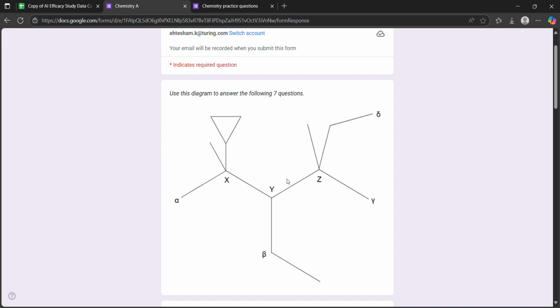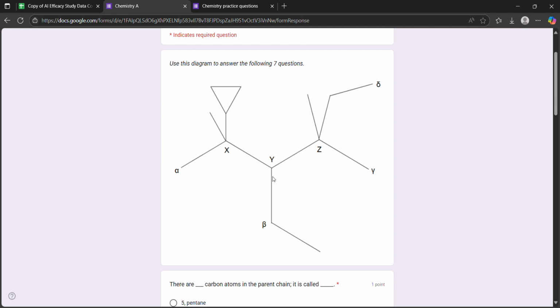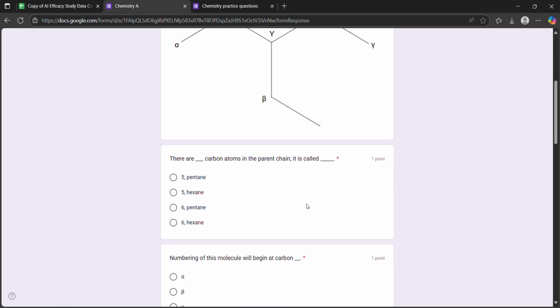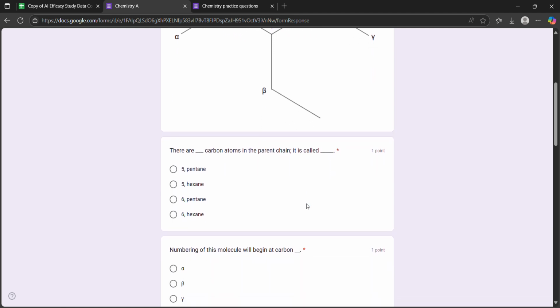This looks like a hydrocarbon, alpha X, Y, Z, beta, delta, Y. So the first question is there are dash carbon atoms in the parent chain. It is called dash.